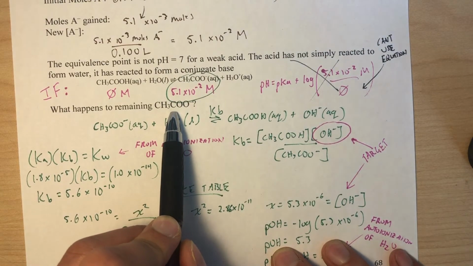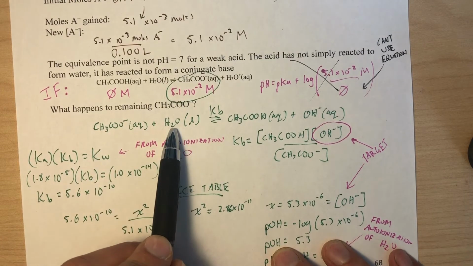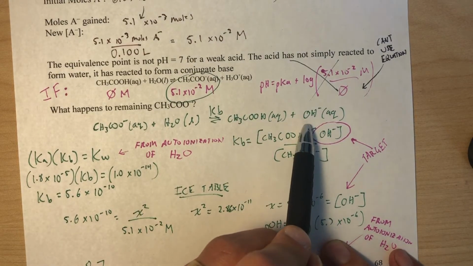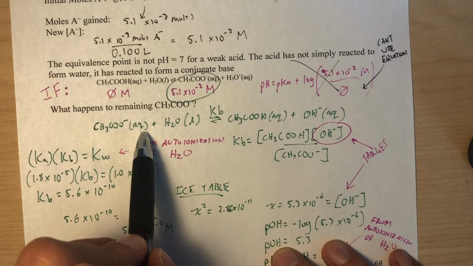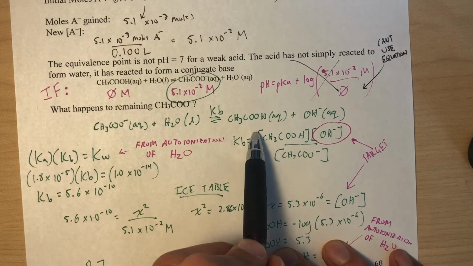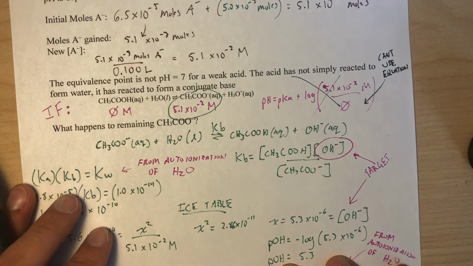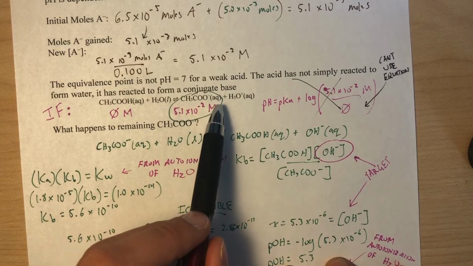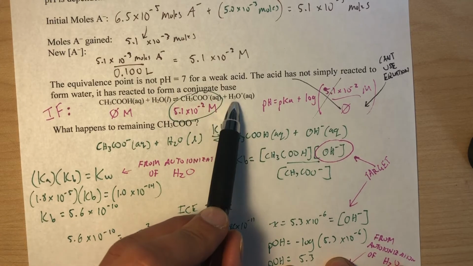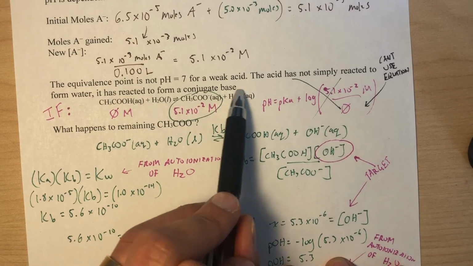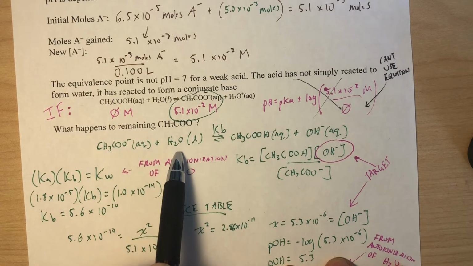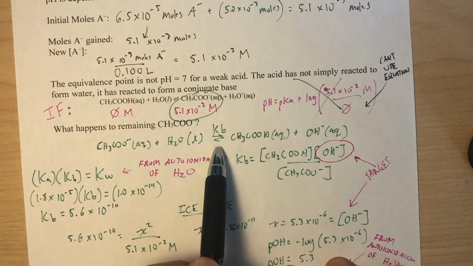The only two things that are left in solution are acetate and water, and those two things react to form acetic acid and hydroxide. So you can consider this a completely different reaction, which is why I rewrote it and I wrote it in green. If it was simply the reverse of this reaction, that would be a different story, but it is not. We are not reacting acetate with hydronium to form acetic acid and water because there's no hydronium left. All that's left is acetate. So acetate reacts with water to form acetic acid and base. That is a base reaction, so we use a Kb.